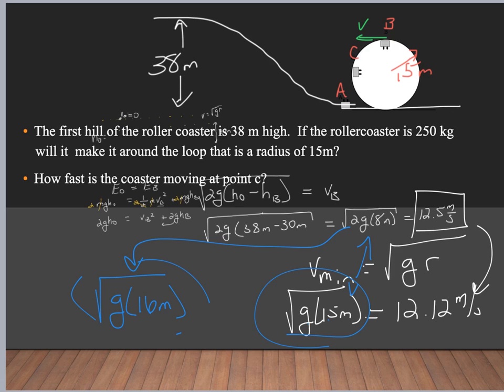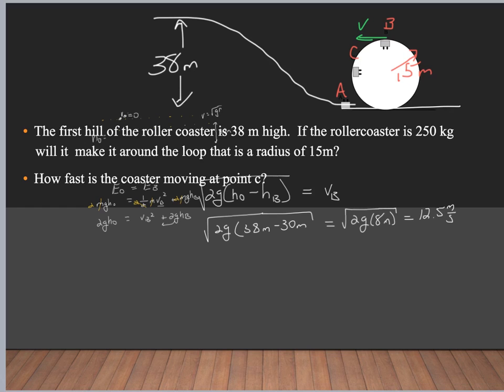Okay, the next part of this problem is how fast is it moving when it gets to point C? So after it falls halfway down through that loop. So it's basically a brand new problem. I have to start over.